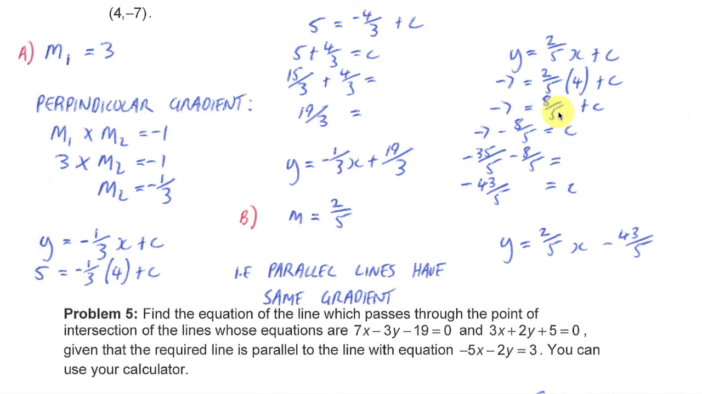Multiplying this through becomes 8/5. I subtract 8/5 from both sides. Negative 7 can be written as negative 35 on 5. Now taking away 8 on 5 to give me negative 43 on 5. And finally, we've got y equals 2/5 of x take away 43 on 5.